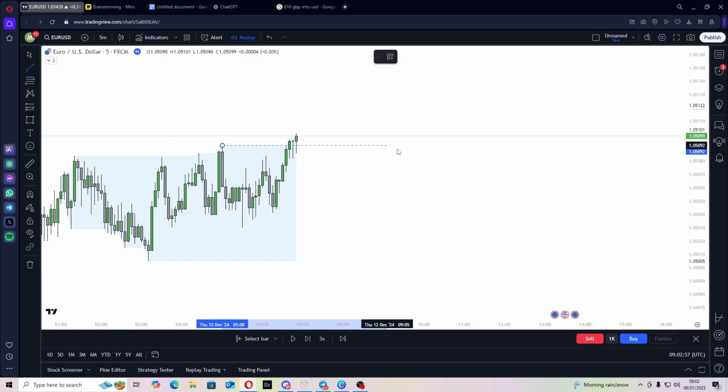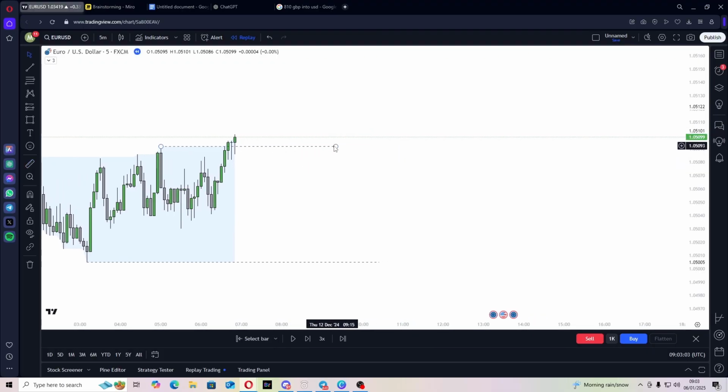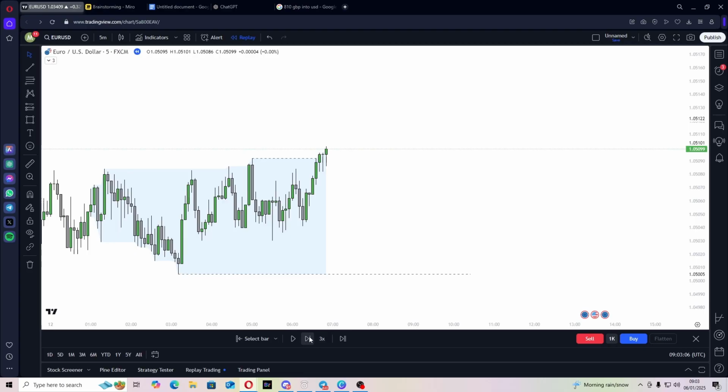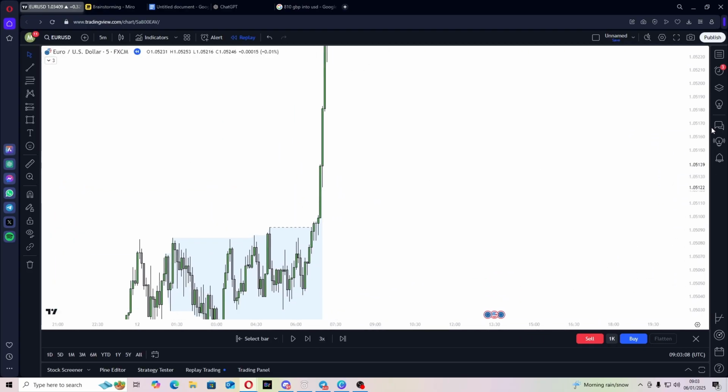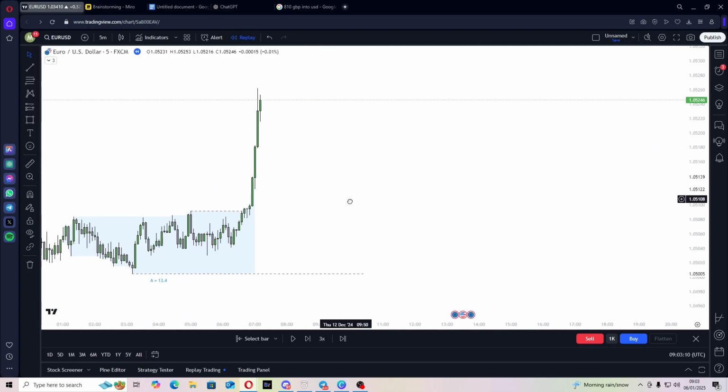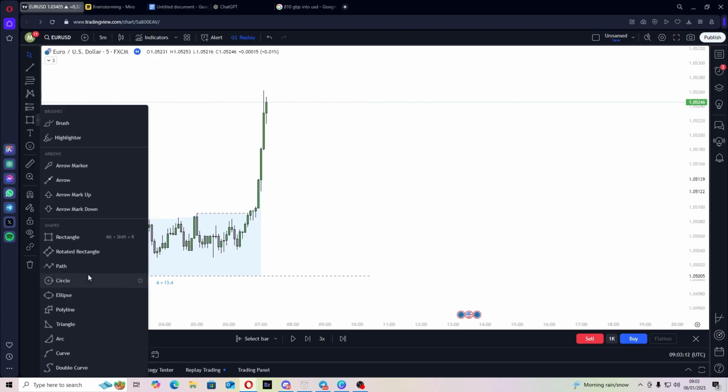So let me mark out the highs and the lows of Asian session, and you can see the highs are already being mitigated, which just tells me already that the highs will fully be taken out. So I'm just going to put this back here, play price forward, and you can see the highs have completely been swept.